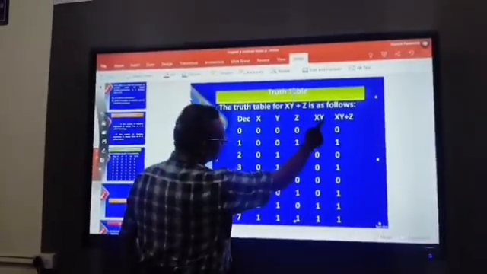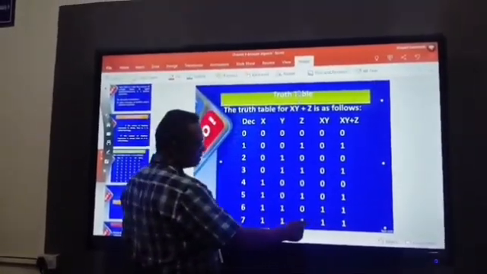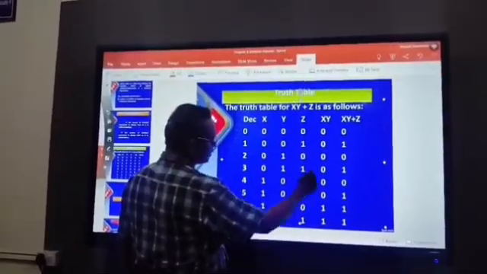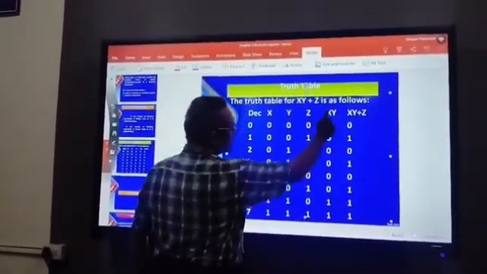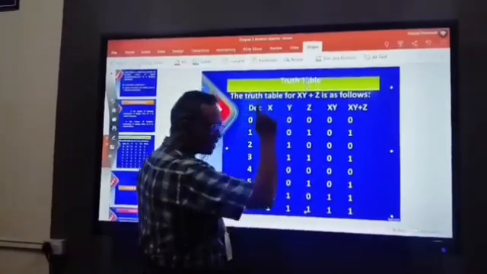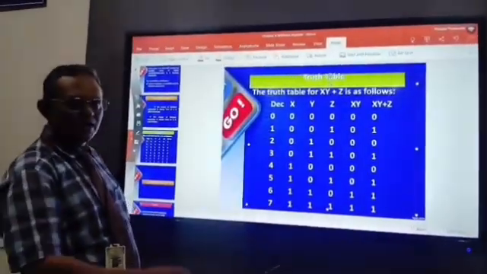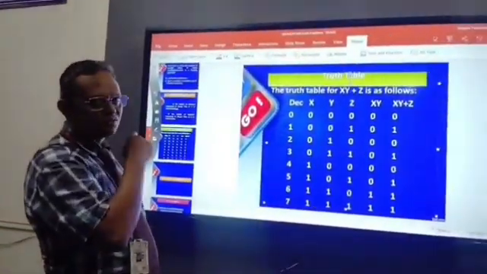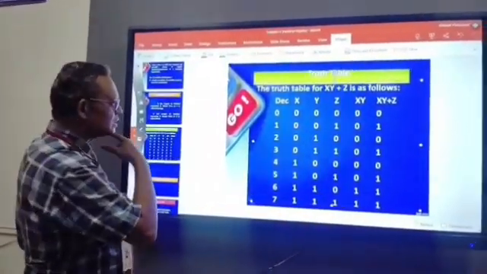Accordingly, X into Y, as we discussed earlier. So XY will be 1, then Z is 1, and 1 plus 1 is equal to 1. To identify the final column, you have to think about the concept that we already illustrated for the operation of the OR gate and AND gate.